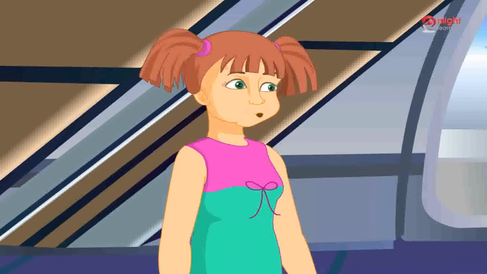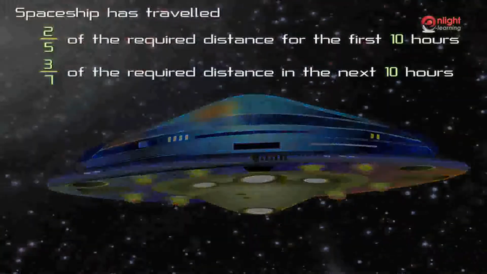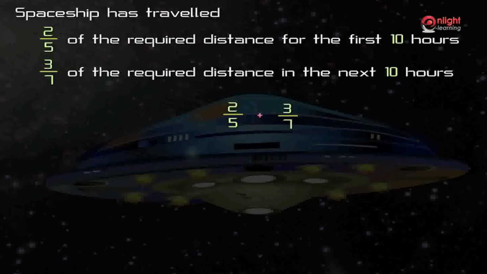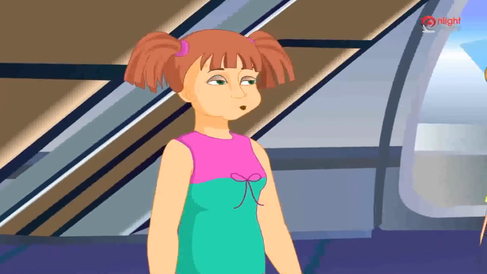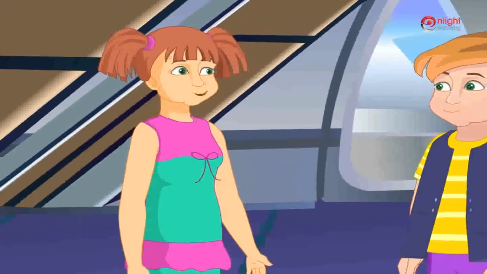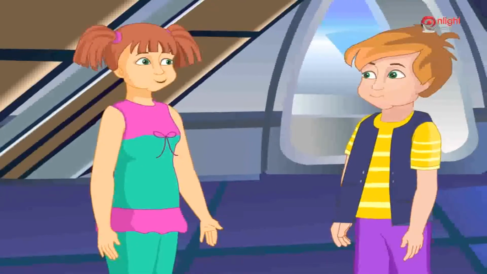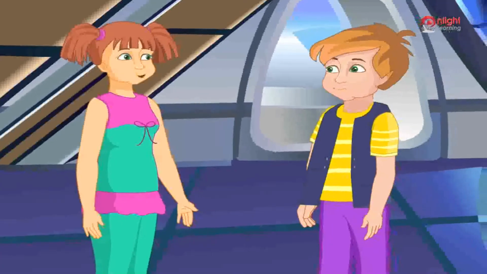To find out the remaining distance that the spaceship is yet to travel, we have to add the covered distance and subtract the total from 1. But to solve this problem, we should know addition and subtraction of unlike fractions. Let us ask Chitti to teach addition and subtraction of unlike fractions.